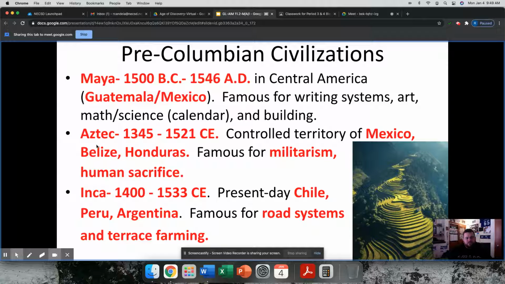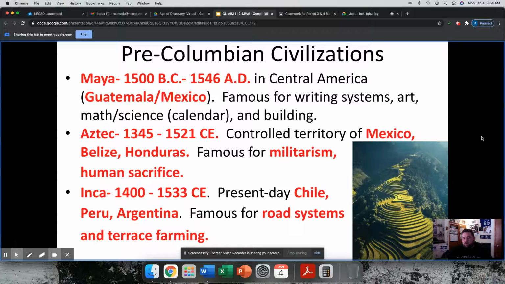So these first two, the Maya and the Aztec, are right around the same area, the Yucatan Peninsula in Mexico, that sticks out into the Caribbean. You'll see maps of it. And the Inca are way, way down in South America in the Andes Mountains. The Inca are famous for roads and terrace farming. Terrace farming is the picture that you see here on the slide.